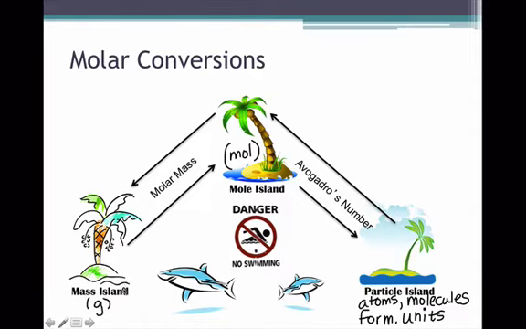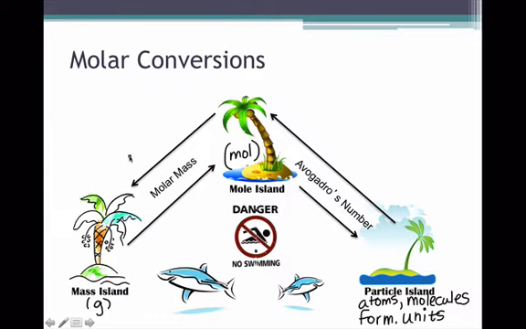You can tell that you're able to go from grams to moles, and you're able to go from moles to particles. You cannot jump from particles to grams, though. That's why there's this no swimming in the sharks. You can't jump directly from particles to mass. You have to go through moles each time. Moles is your central island. That's where you want to go through if you're trying to go from mass to particles or particles to mass.